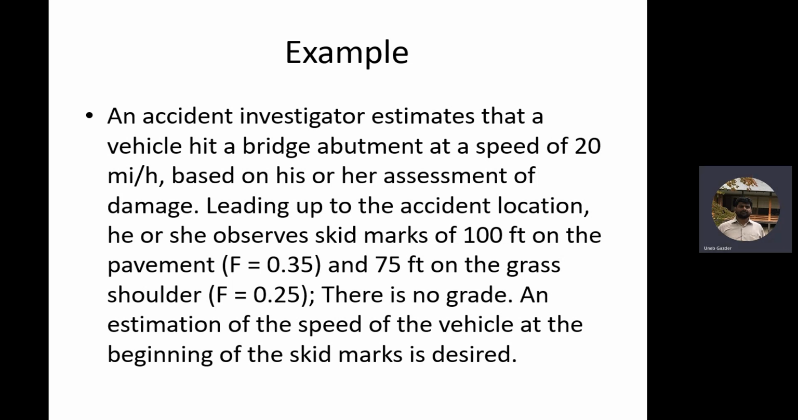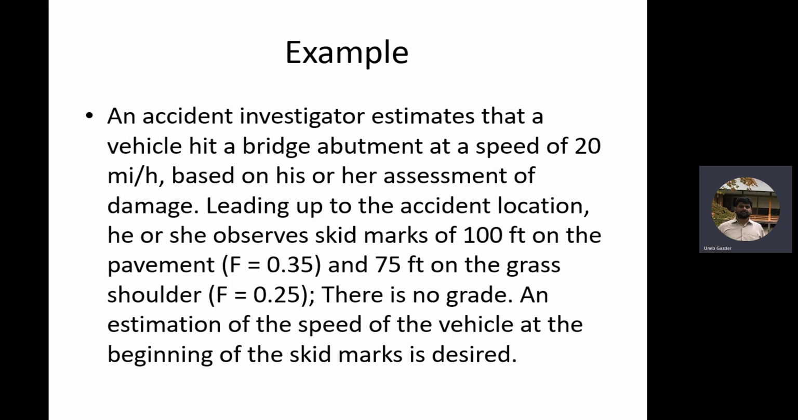We know the speed at which he hit the abutment. If the pavement surface was the same, F value was same, then there was no problem. We have the equation. The final speed is given, you want the initial speed, and you have the distance. But the only problem here is I cannot apply the total distance because the F is different. So I have to apply the equation twice, one for the pavement, the other for the shoulder.